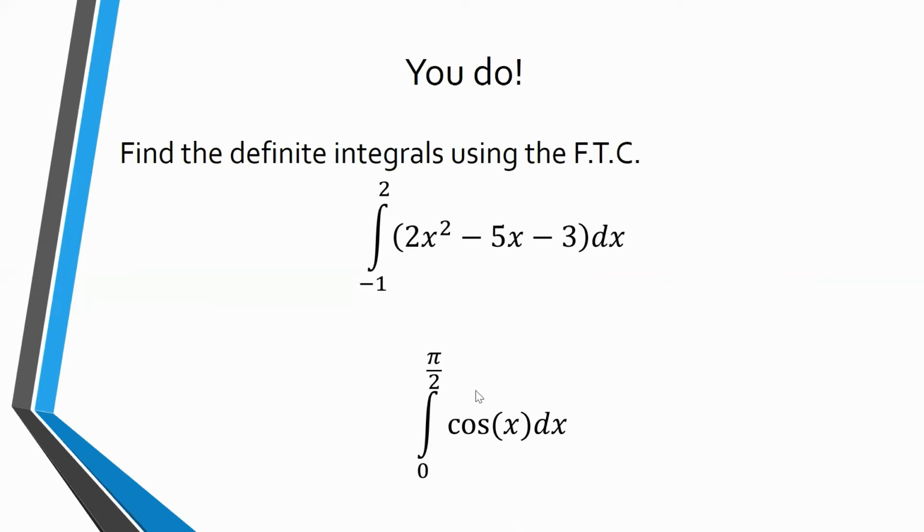Both of these are continuous on the intervals that I'm provided, from -1 to 2 on this polynomial. This polynomial is continuous. The trig function is continuous between 0 and pi/2. In fact, these are both continuous on the real number line, so any interval we chose would have been fine.